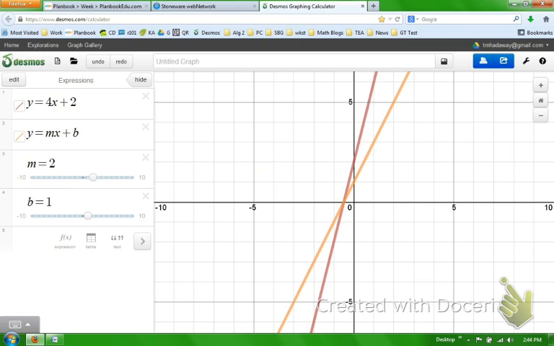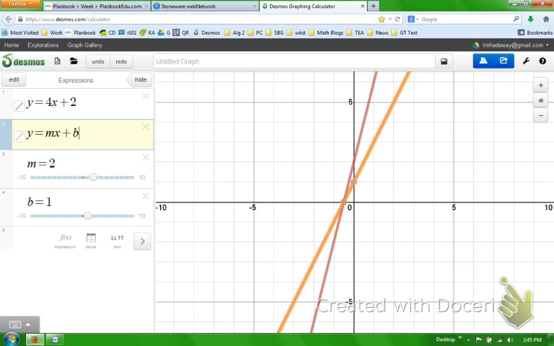All right, I've added in another line with Desmos, and I want to show you some things you can do with it. I've added in the equation y equals mx plus b, and I've added some sliders. So this is my orange line right here. Again, there's my y-intercept of (0, 1). There's my x-intercept. You notice we have our slope, which is m, and y-intercept, which is b.